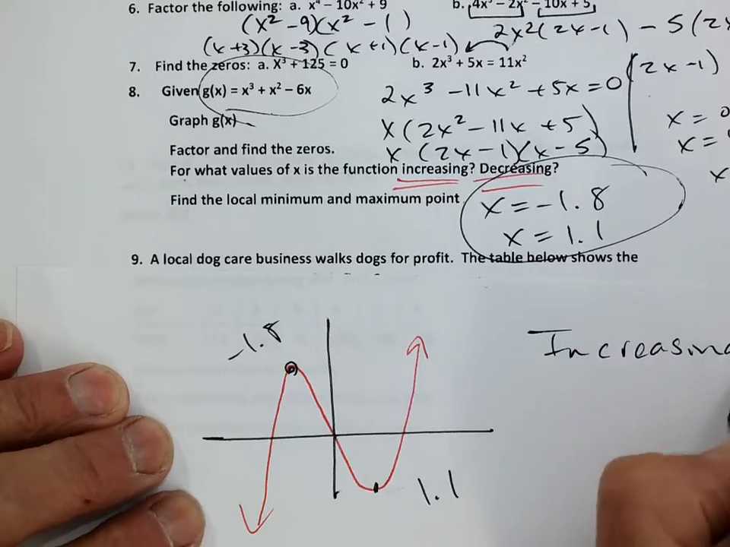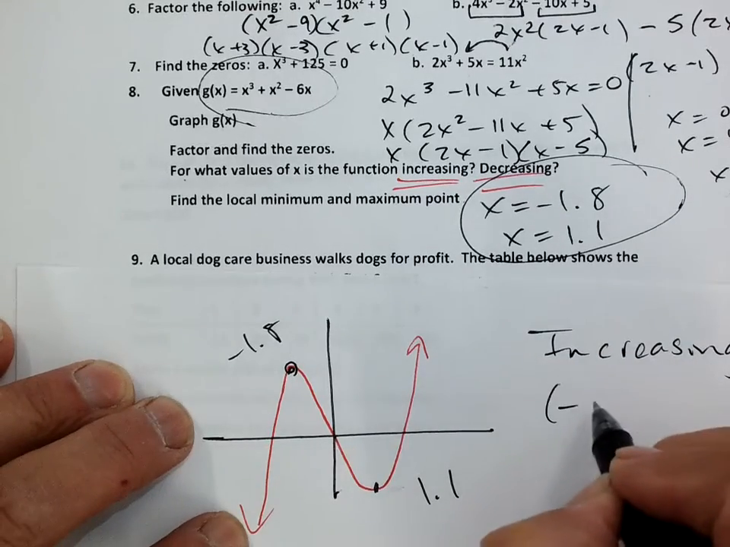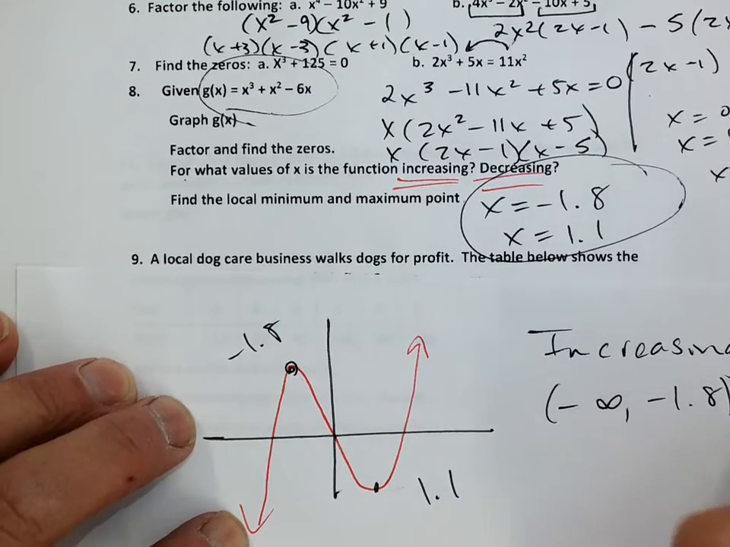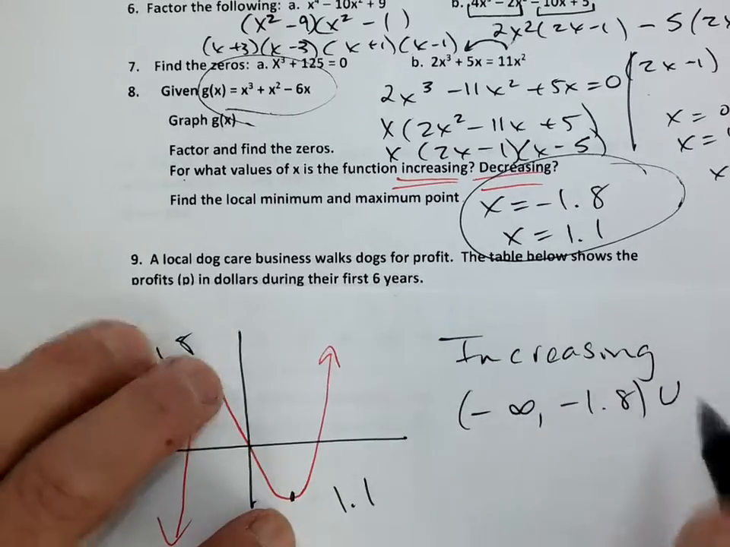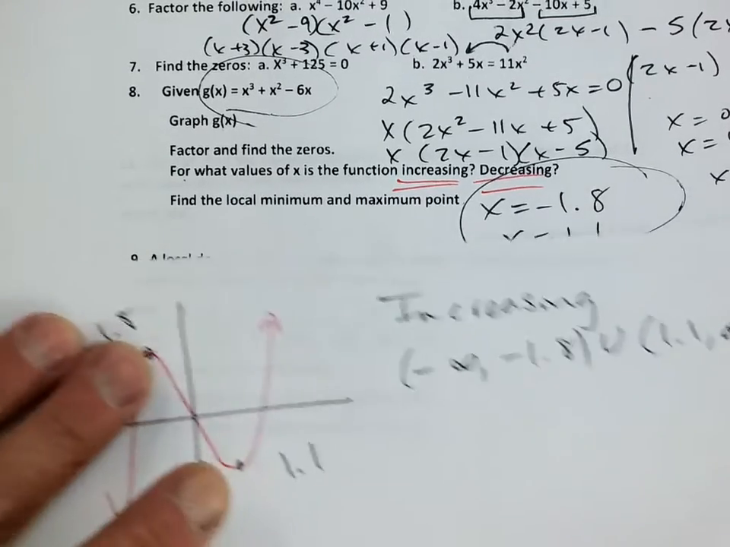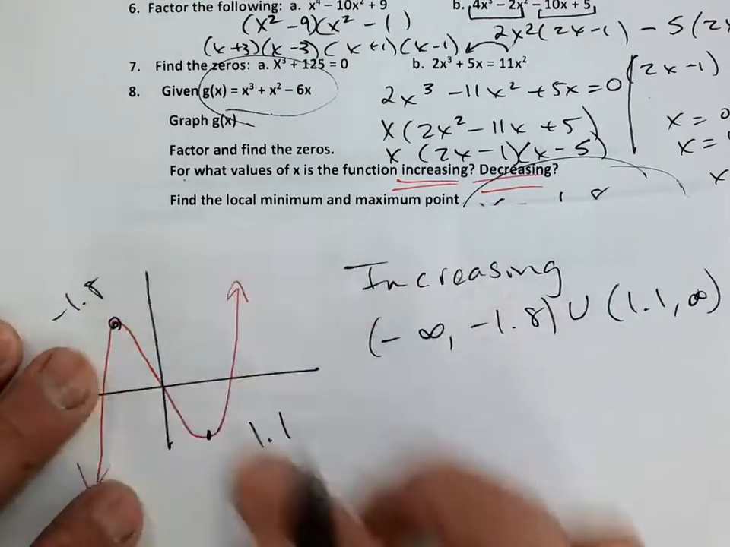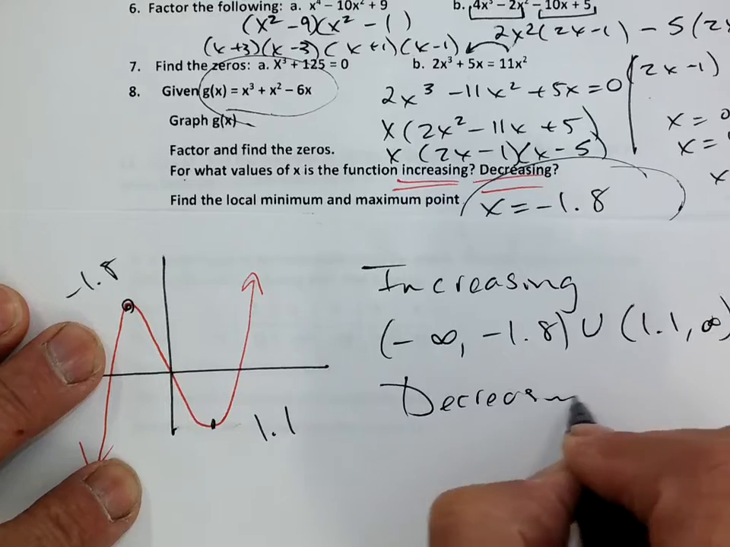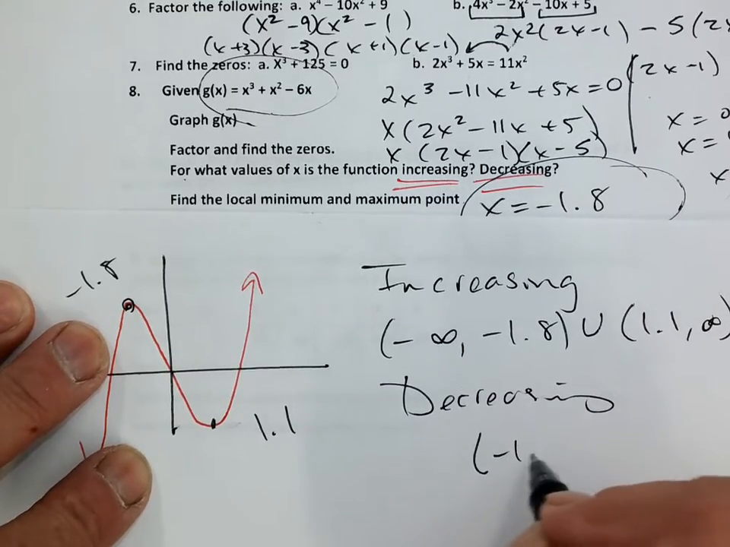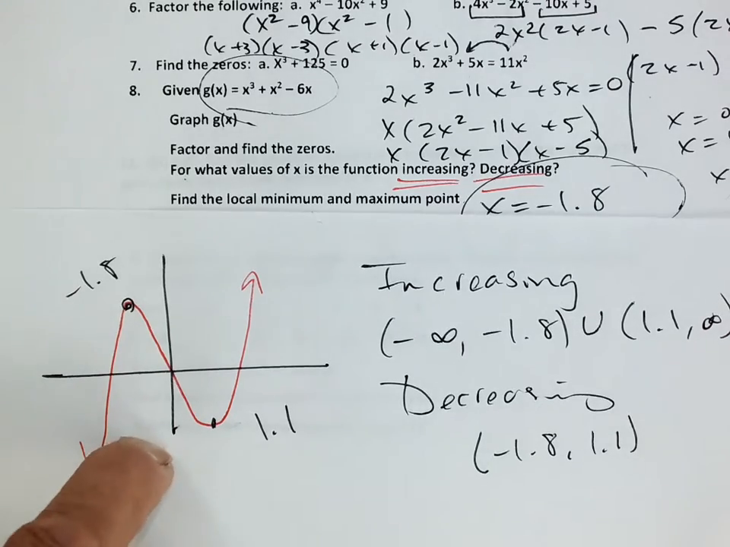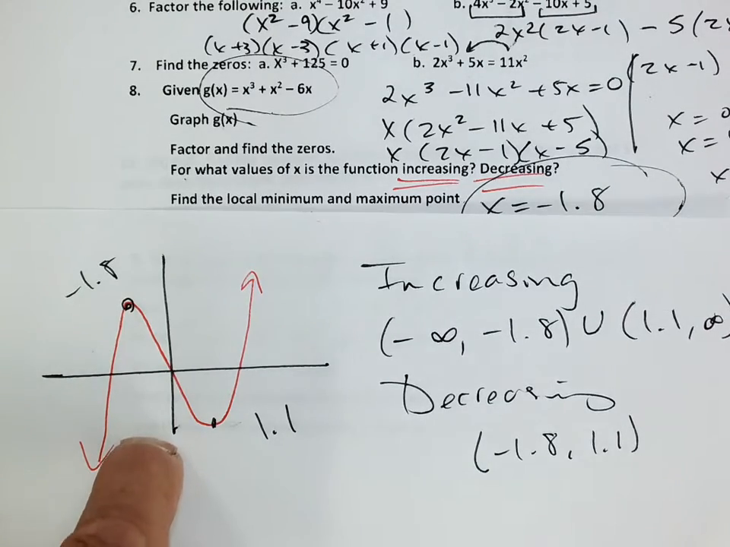I'm going to say it's going uphill from negative infinity to negative 1.8, and it's going to be increasing from 1.1 to infinity. Okay. Now where's it decreasing? Where's it going downhill? In this region. So it's decreasing from negative 1.8 to 1.1. So it's the x phase, okay? And I like interval notation. That works out really well for me, okay?